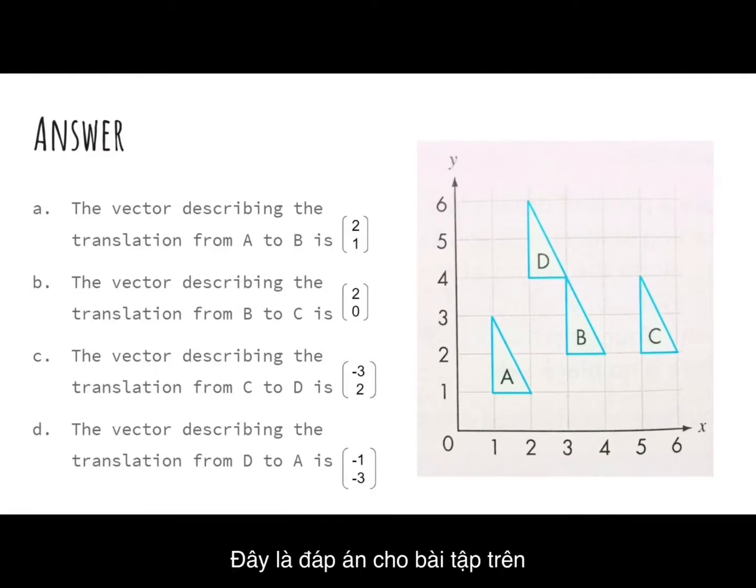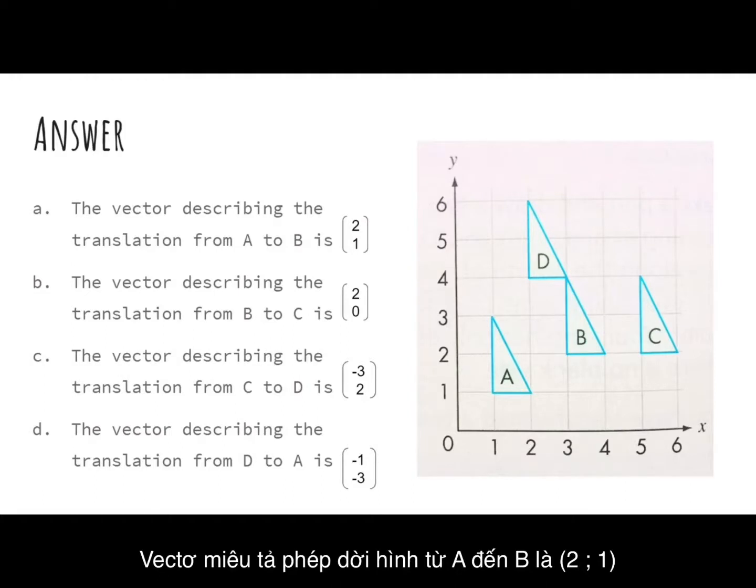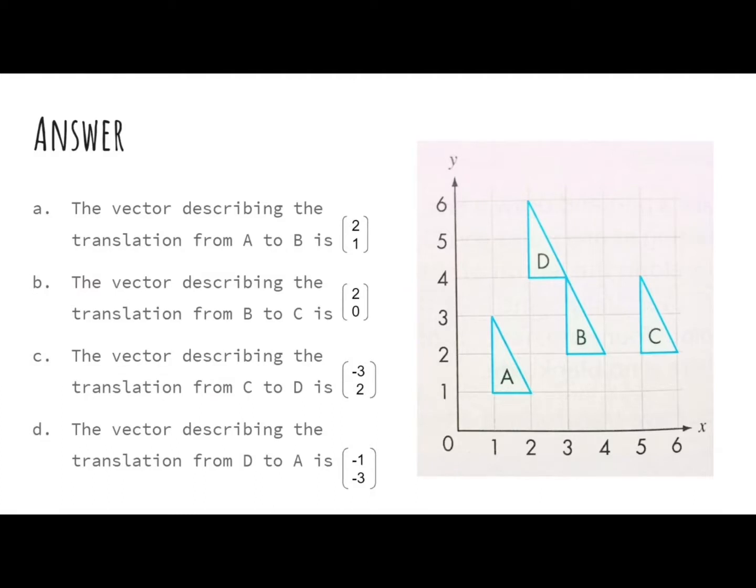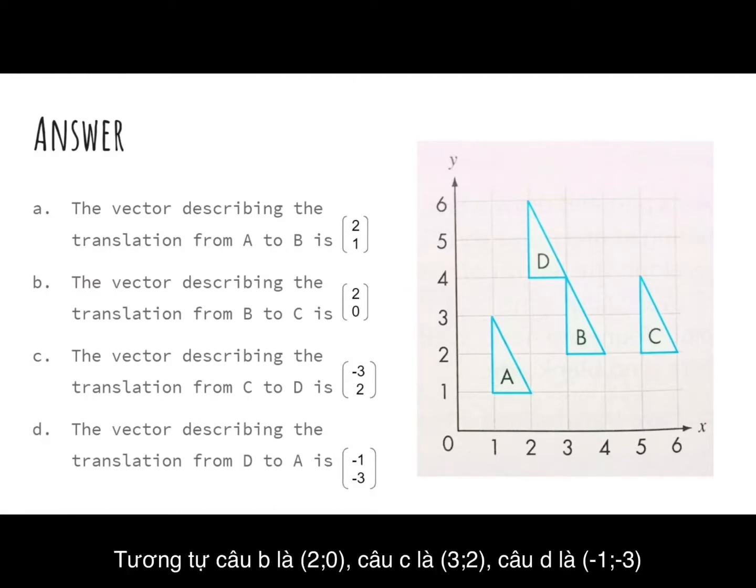And here is the answer for the example. The vector describing the translation from A to B is (2, 1). You can see that from shape A to shape B, we have to move 2 right and 1 upward, and it's the same for the others. The vector describing the translation from B to C is (2, 0). For C to D it is (-3, 2), and from D to A it is (-1, -3).